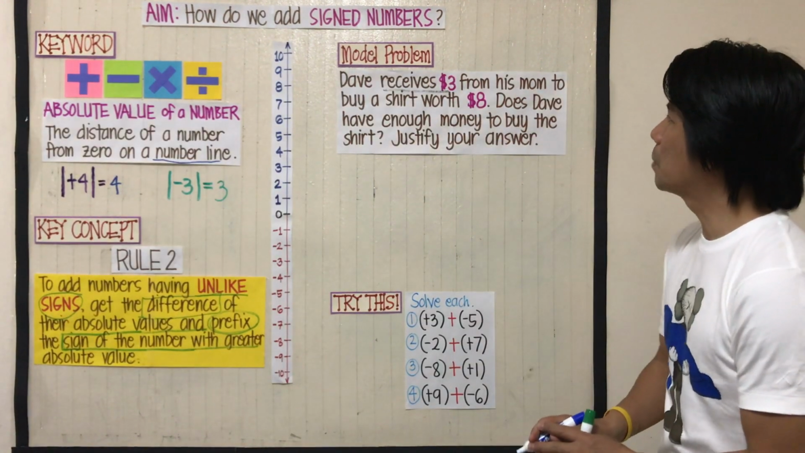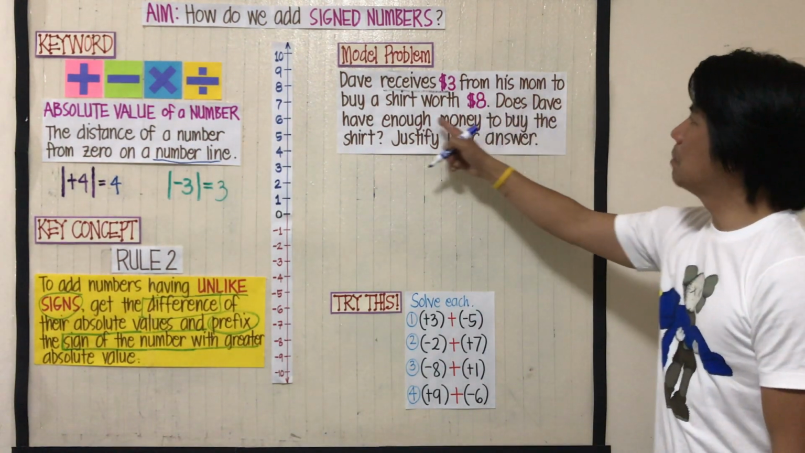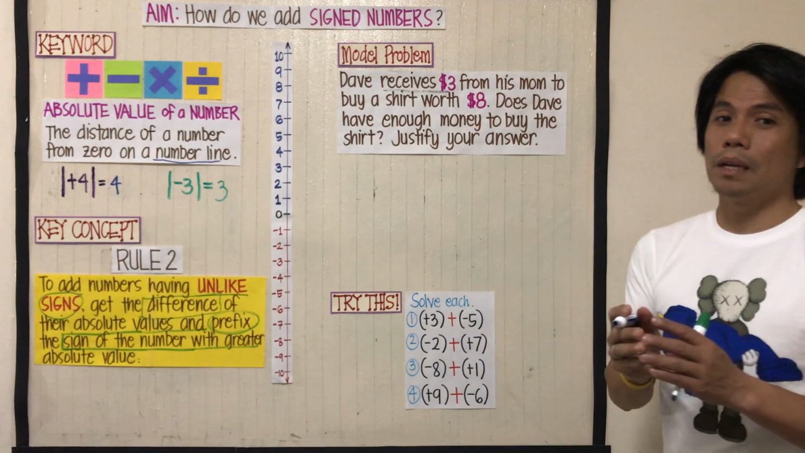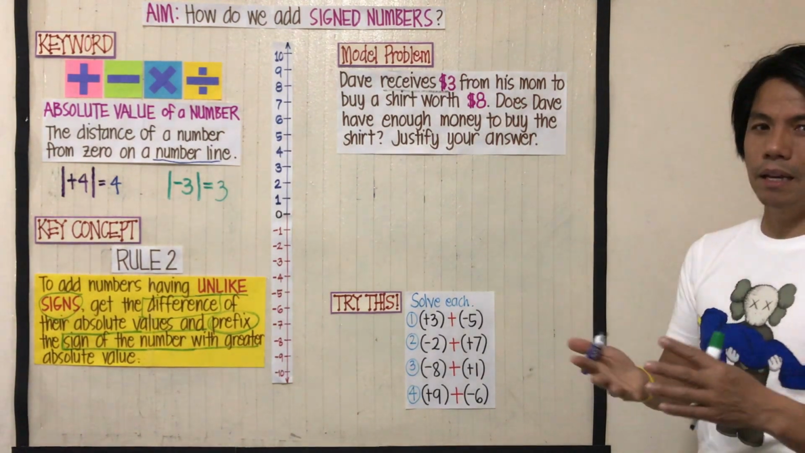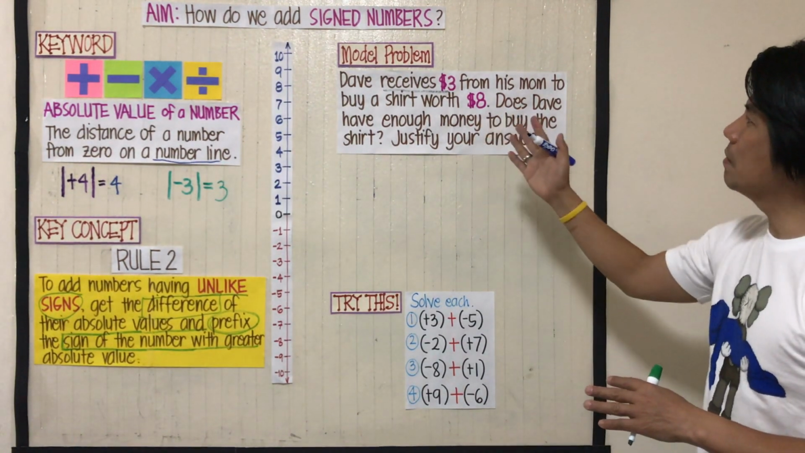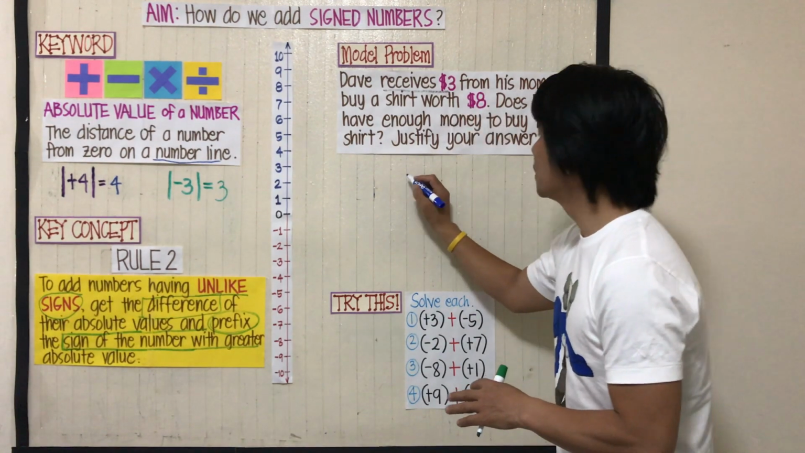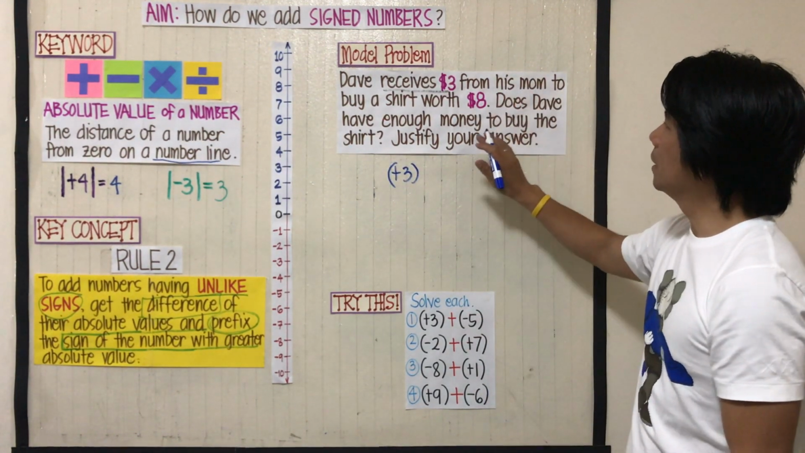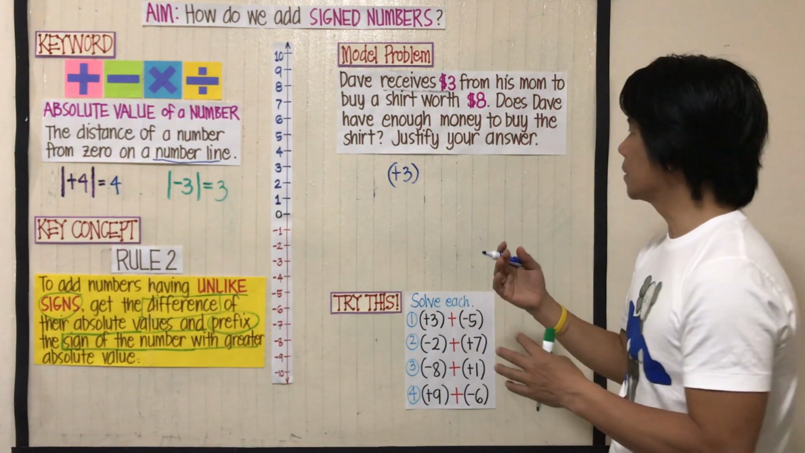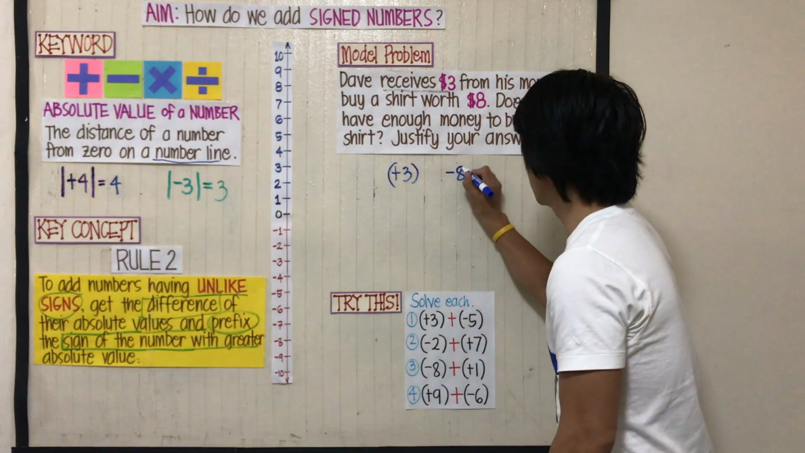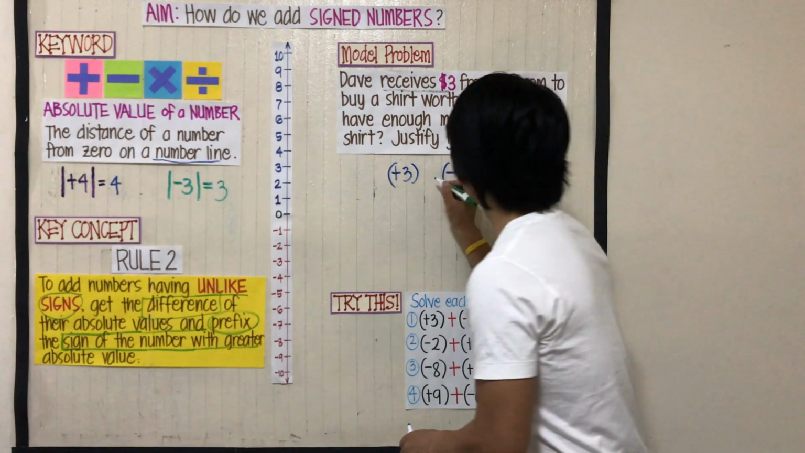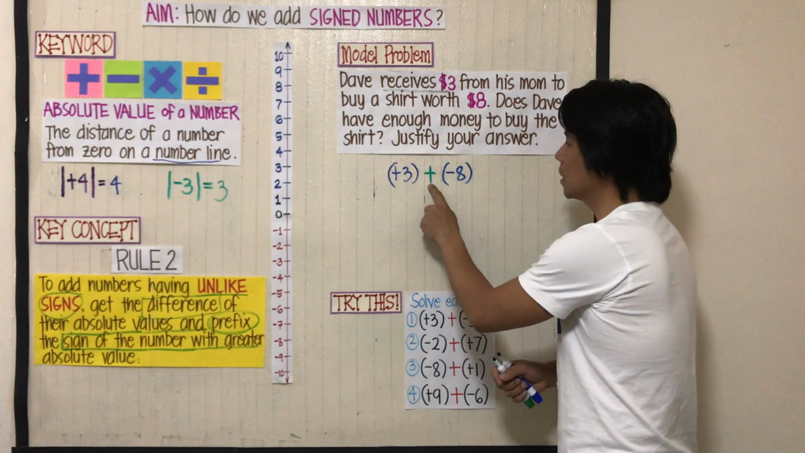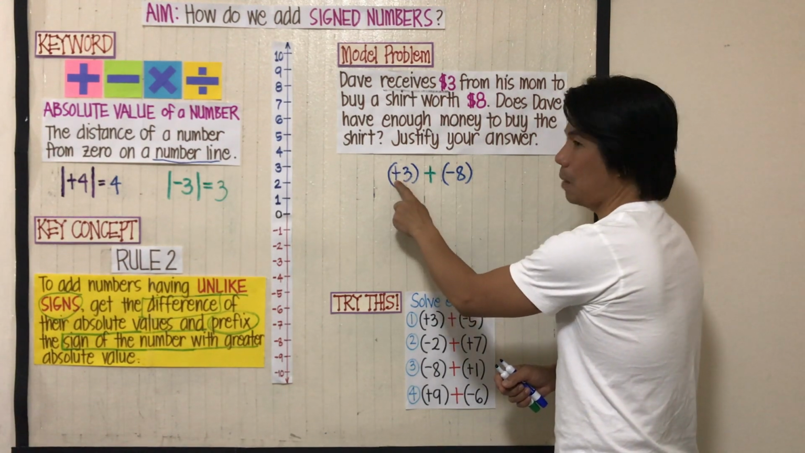Now let's complete this second problem. Dave receives $3 from his mom to buy a shirt worth $8. Does Dave have enough money to buy the shirt? Justify your answer. When they say justify, meaning we need to show work and explain a bit further. Since Dave receives $3, receive means it's positive. Let's put that inside the parentheses. But he wants to buy a shirt worth $8. So when you're buying, you're spending, that's negative $8. Again, we need to put that inside the parentheses and then add this up. Again, we want to distinguish the addition sign from a negative sign or a positive sign.